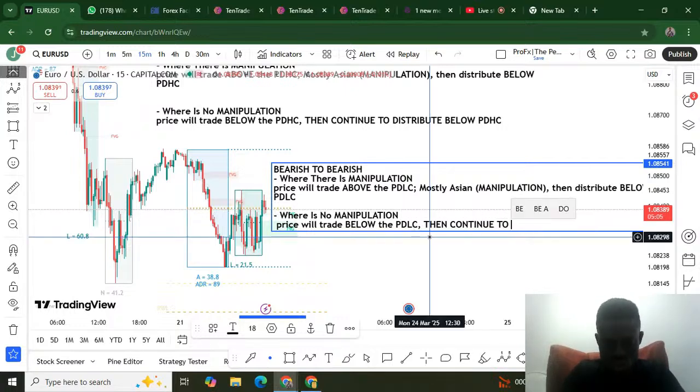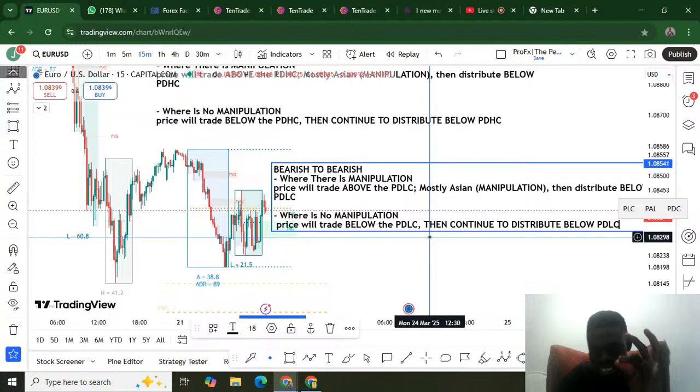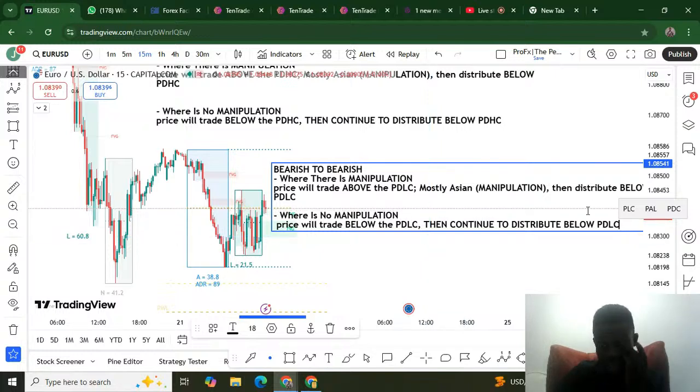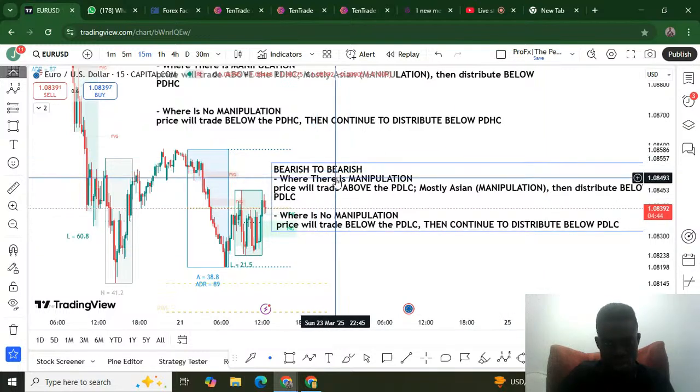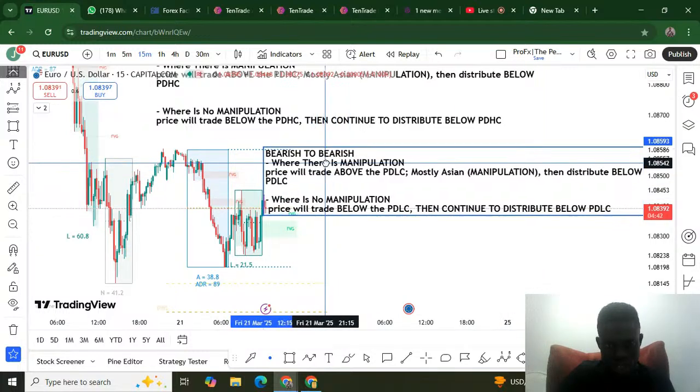Continue to distribute below what? Previous day low and close. We are specific and we are precise of what we want to see. Yeah, that's the spirit.